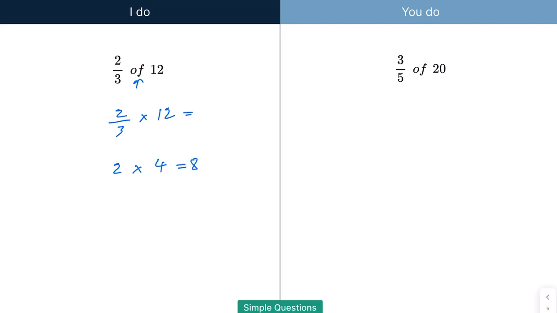Now if you did it the other way, you could have done 2 times 12, which is 24, and then you divide that by 3, and the answer is still 8. It's just that this number becomes bigger, and sometimes it can be harder to work with.